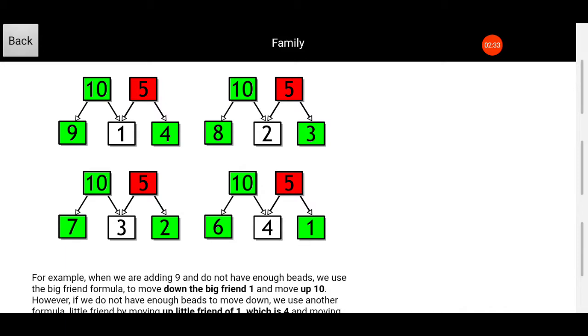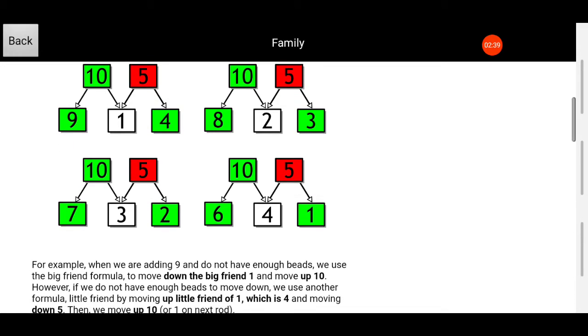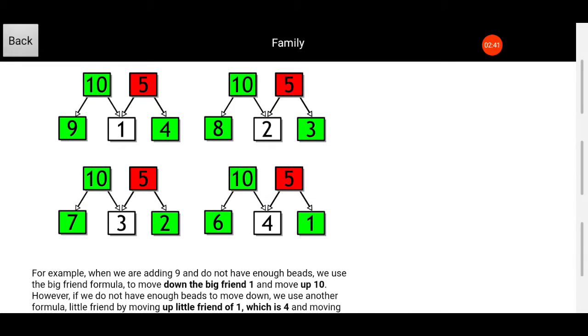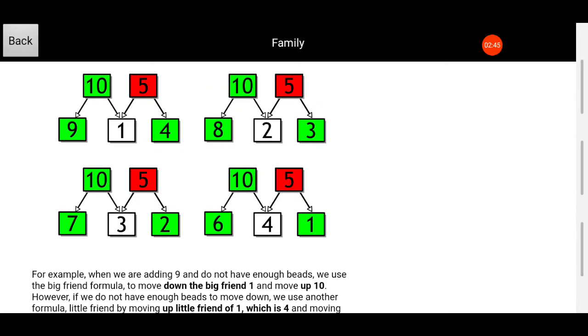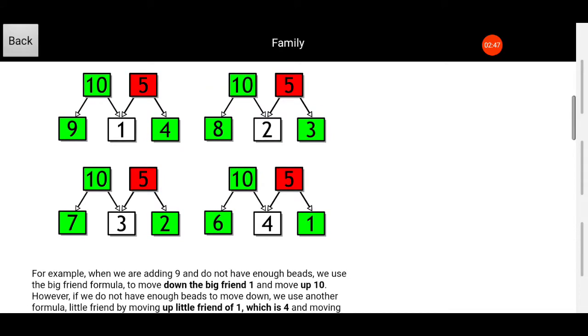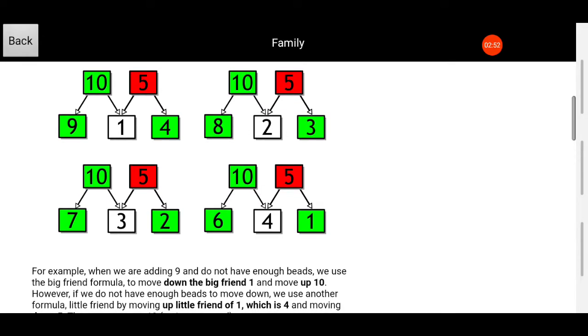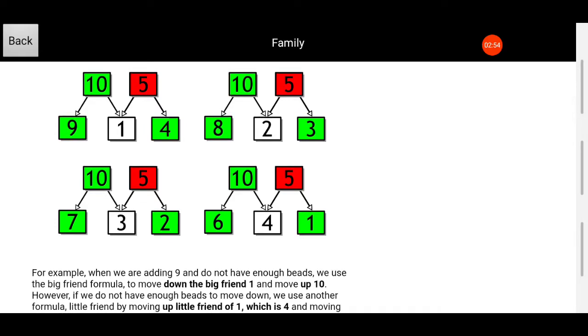The next combination is 10, 5. The 10 franc introduces 2, and the 5 introduces 2 to make 3. It is the combination of 8.